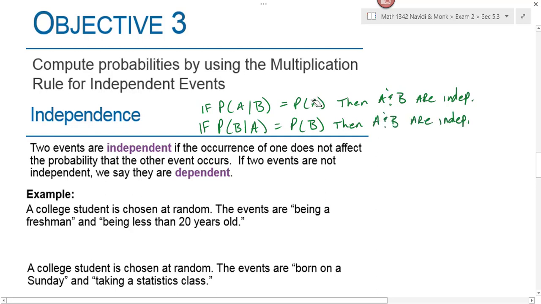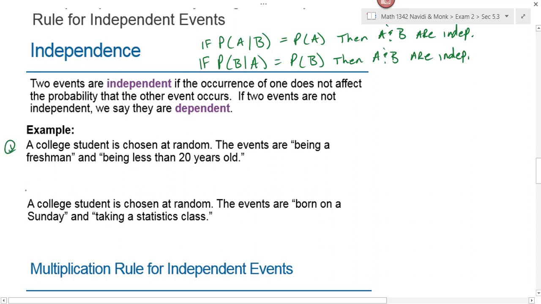If the probability of one event, in this case A, doesn't change if you know that something else has already happened, then we would say that these two things are independent. In this next example, I'm going to present you with two scenarios. One of these is independent, one of them is dependent. So let's read the two scenarios and see if we can figure out which is which. The first one is a college student is chosen at random. The events are being a freshman and being less than 20 years old. The second scenario is a college student is chosen at random. The events are born on a Sunday and taking a statistics class.